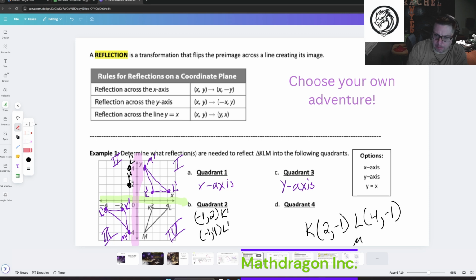And then M is going to be 1 and then 1, 2, 3, 4, 1 and then negative 4 because we go down. So we're going to go left 1, 2, 3, 4, up 1. And that's going to be M prime. And when we do that, that's our triangle, which is a reflection over y equals x.